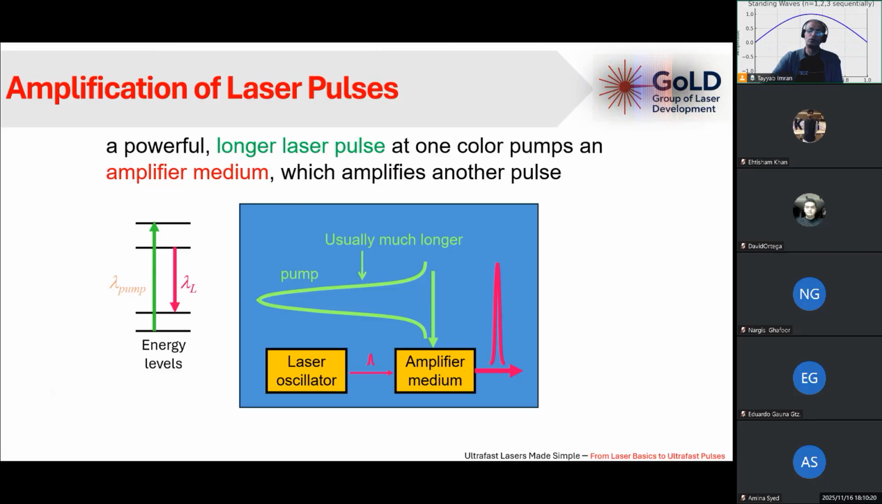Okay, so what does it mean? If you have an oscillator, and then you have an amplifier, and then you may need another amplifier if needed. So you need a pump here. You also need a pump here. And you also need a pump here. Okay. So without pumping, amplification will not work, and without pumping, definitely the oscillator will not work as well.